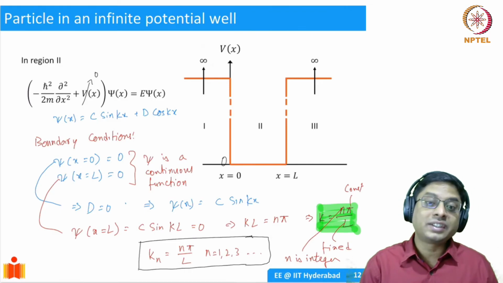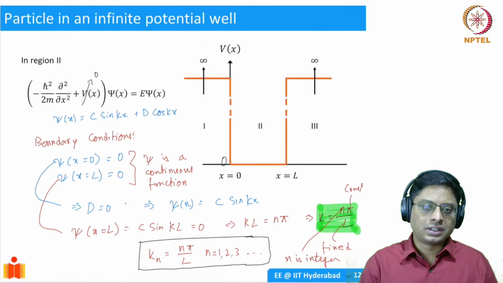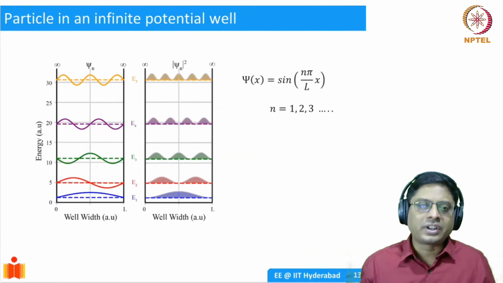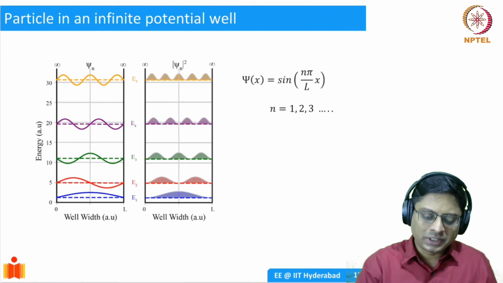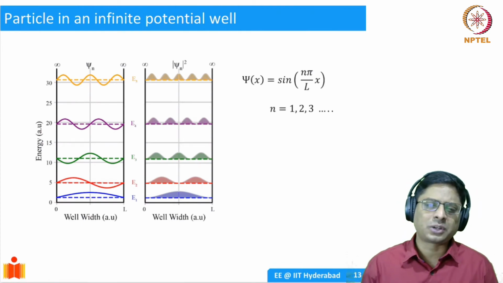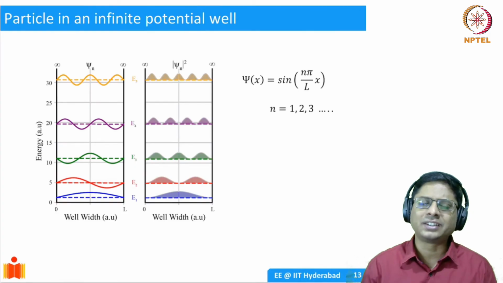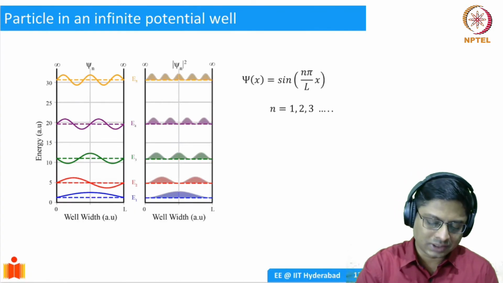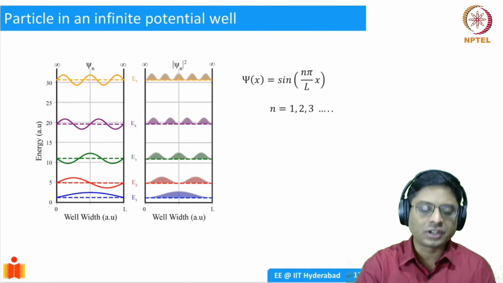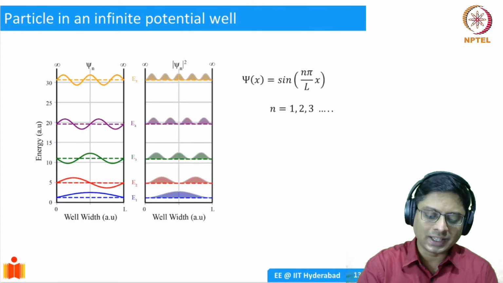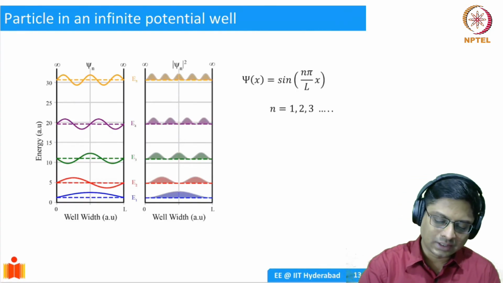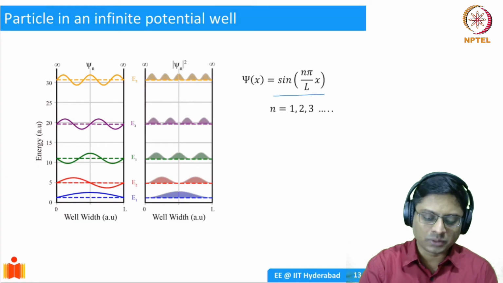This is an important consequence of the confinement of an electron. I have simply dropped c, because c is what is called the normalization constant. We can actually find out what exactly it is. It turns out to be root 2 by L in this case, but for now, don't worry about that constant. The functional form of psi of x is basically sine kx, with k equal to n pi by L. So I can write my wave function this way for n equal to 1, 2, 3, and so on.